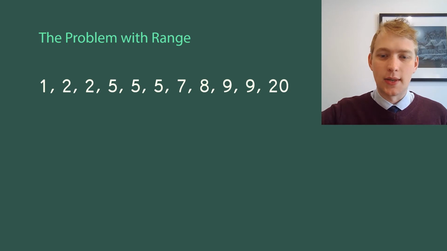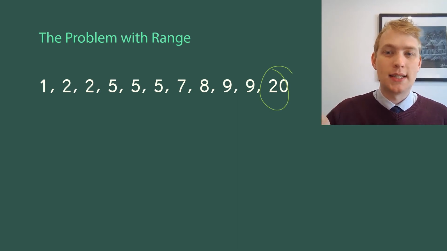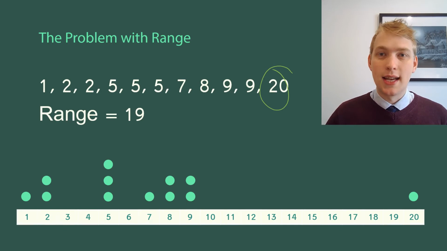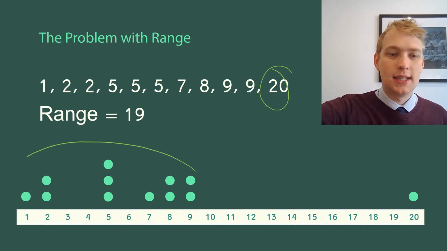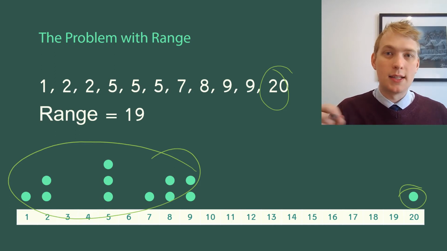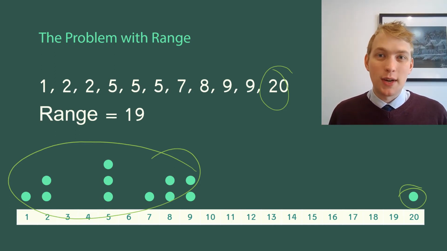But if we go to this question, you can see it's exactly the same as before, except now we have this 20 added on. And that has a big effect on our range. Our range changes from 8 to 19, so more than doubles. And even though all of our data is really situated over here, because we have one outlier up here, our range becomes very big. So our measure of spread becomes not as useful in describing our data, which is where the interquartile range comes in.